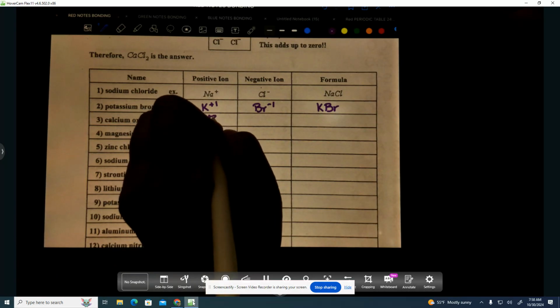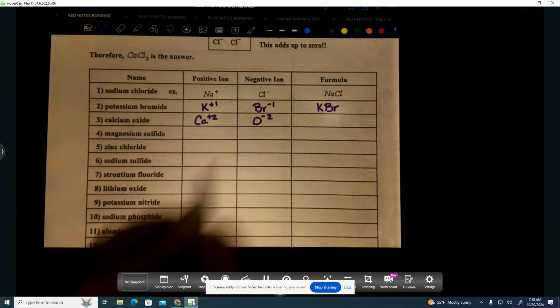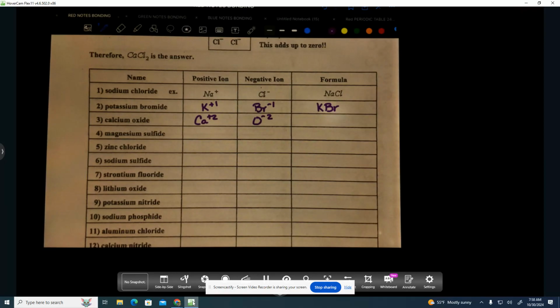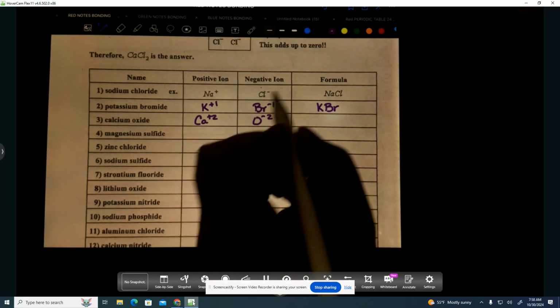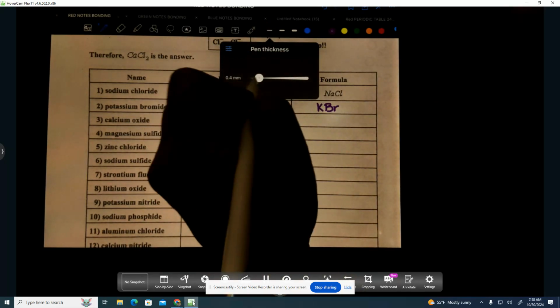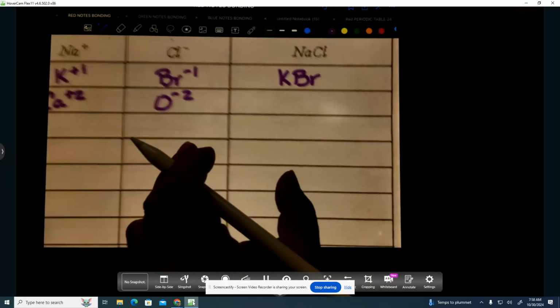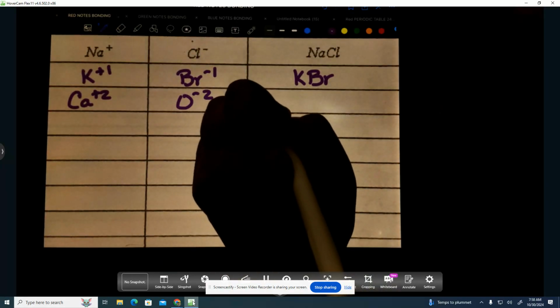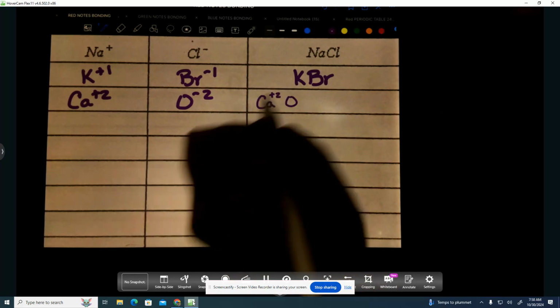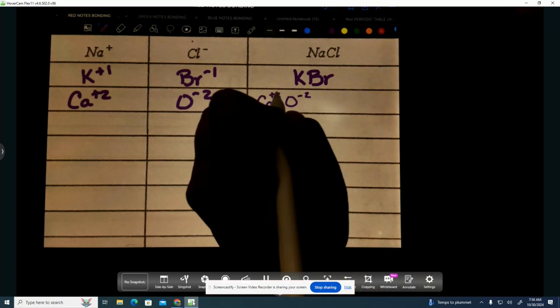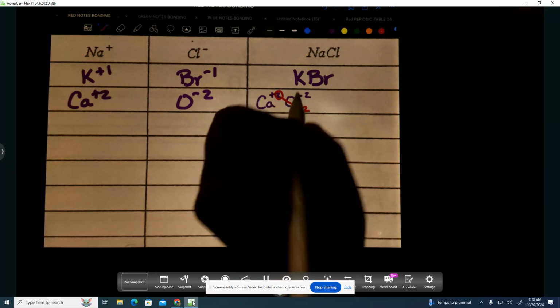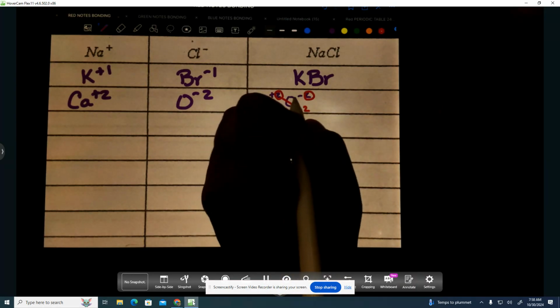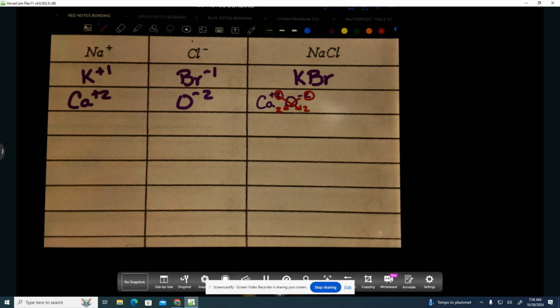Calcium is +2, oxygen is -2. When you do this, I'm going to make my pen even a little bit smaller so that I can fit it in here. Look, Ca +2, O -2, this 2 goes down here. This 2 goes down here. That's called the crisscross method. You have to do the crisscross every single time you write an ionic compound.